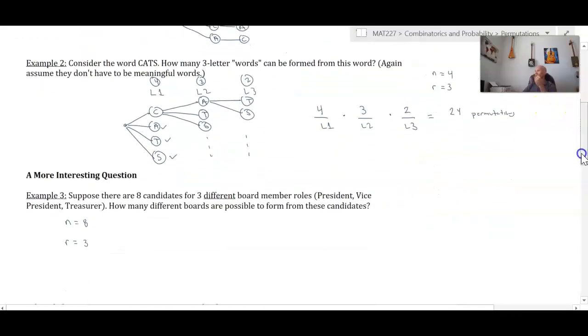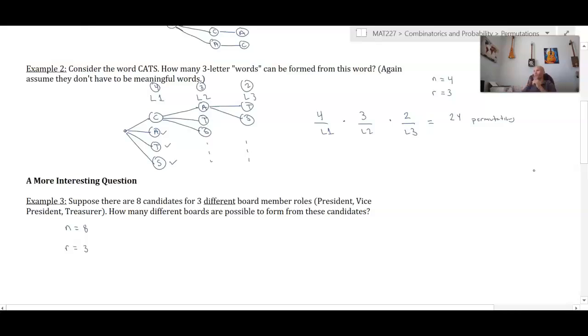Well, why is that in this case? Well, it's because they're three different roles. So having the sequence of Jane, Dave, and Sue, Jane being president, Dave being vice president, and Sue being treasurer, is different than Sue being president, Jane being vice president, and Dave being treasurer. So the arrangement, the order in which these three people are selected does matter. So let me again start off with a tree diagram here. I have three different board member roles: president, vice president, and treasurer.